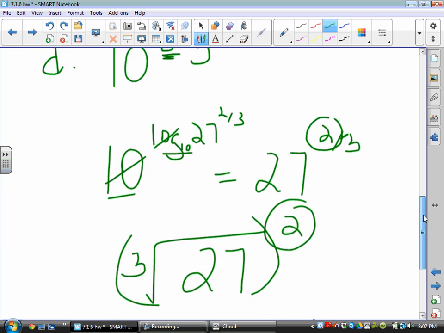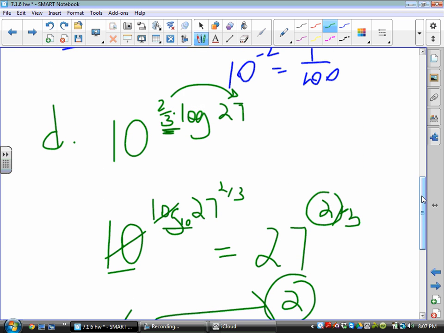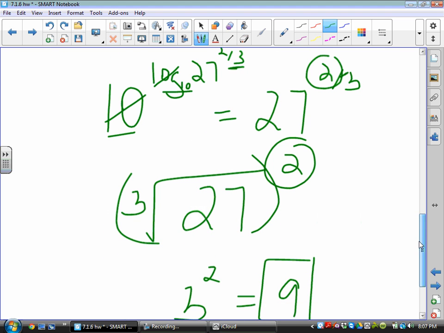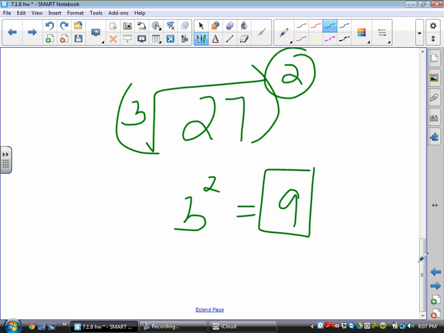Okay? So because of the power property, I can move this up on the top, just like we did right here. Since I have log of 10 and 10 raised to that power, they're inverses. These have to be the same base in order for them to cancel each other out. Then I just deal with what's left. So I simplify it and get 9.